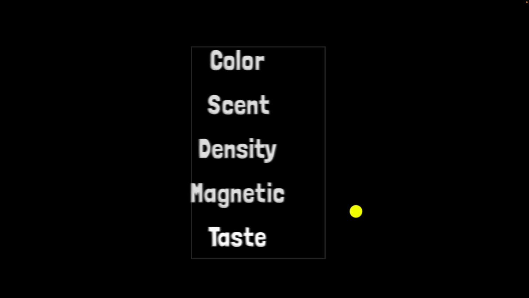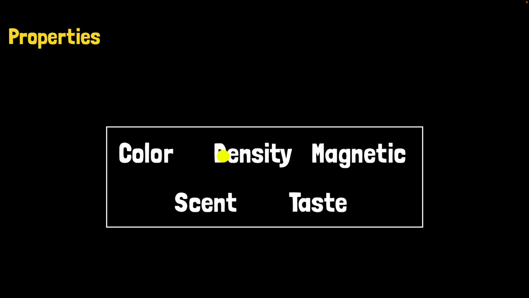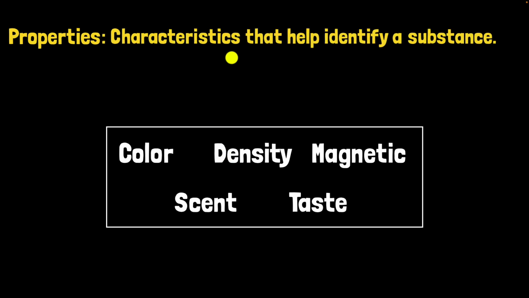Okay, that was fun, but these things that we just used to differentiate between the different stuff, we give a name to that. We call them properties. So what exactly are properties? Well, properties are the characteristics that help identify a substance. We used color and density and taste to identify specific substances, right? But guess what? Properties can be of two kinds. We can have physical properties and we can have chemical properties.